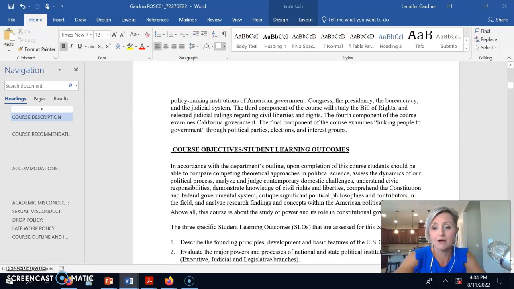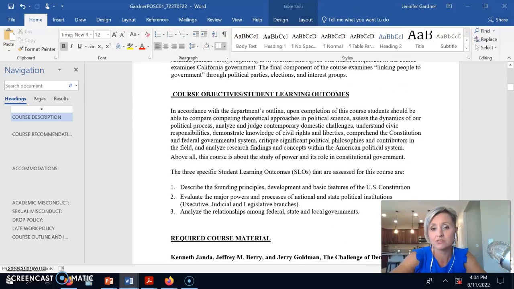All right. Now you'll see the course student learning outcomes. These are the big concepts you're supposed to quote unquote master by the end of the course. And that's to describe the founding principles, development, and basic features of the U.S. Constitution. And that would include, by the way, our civil rights and liberties. That's my favorite chapter in the book.